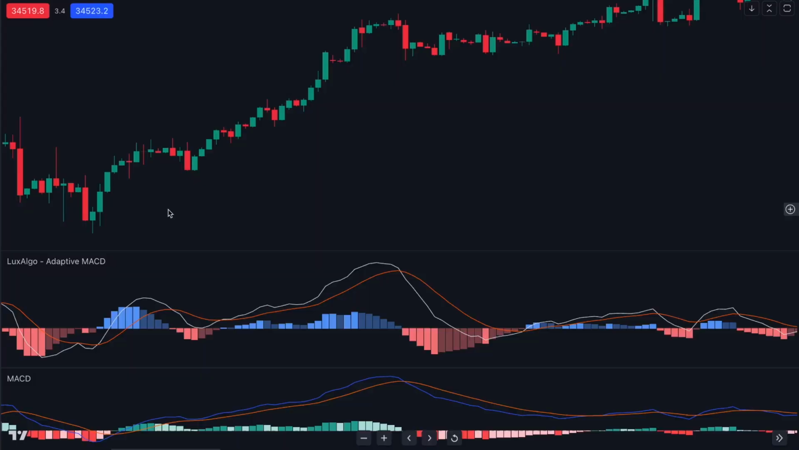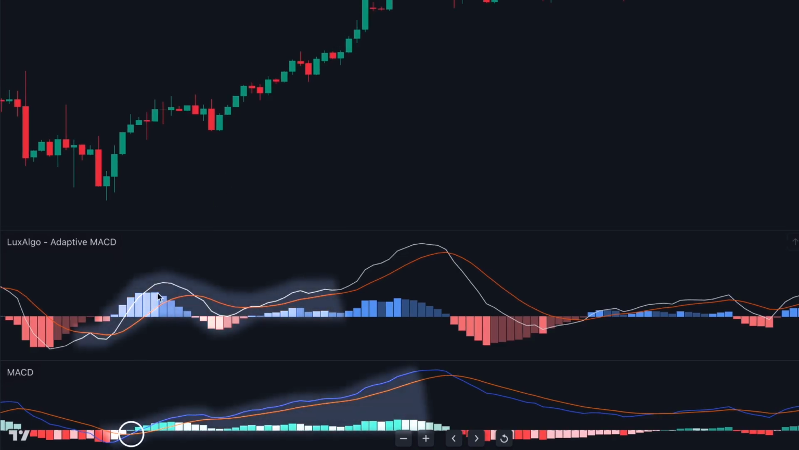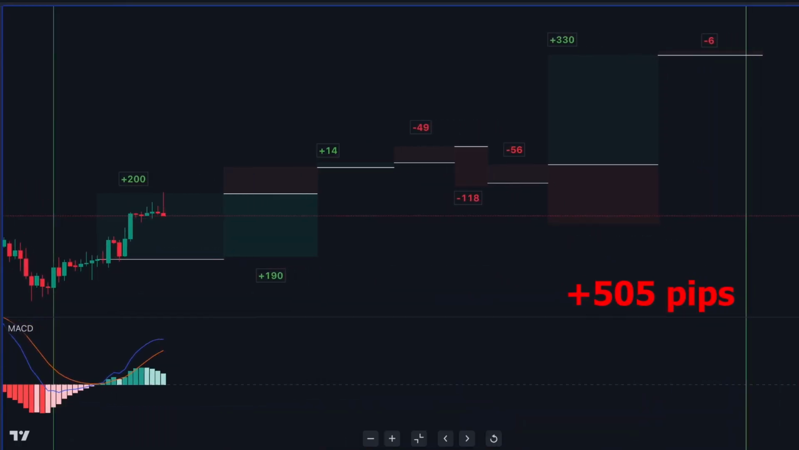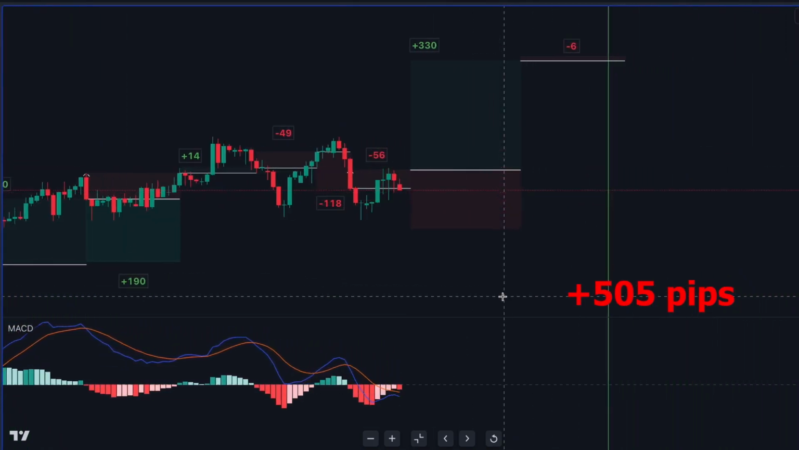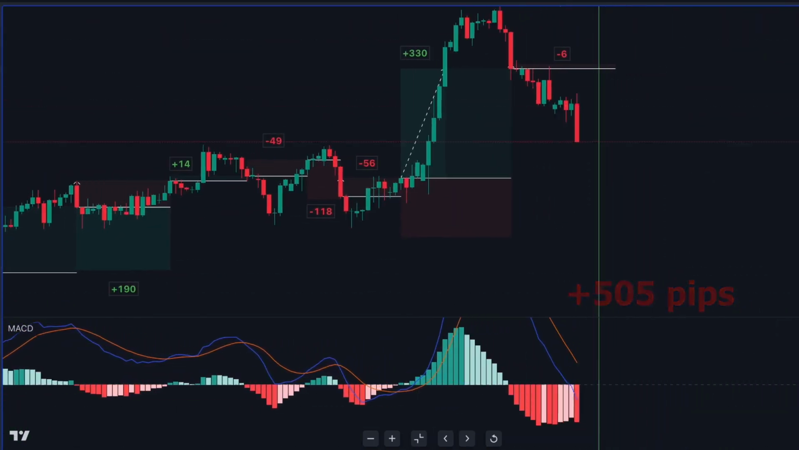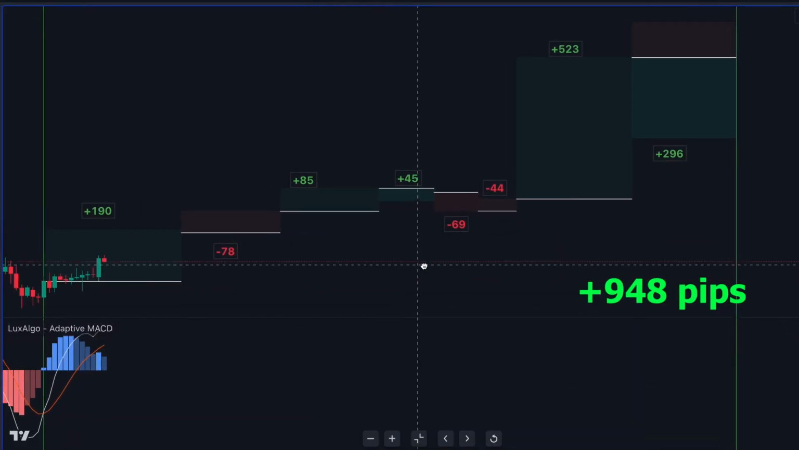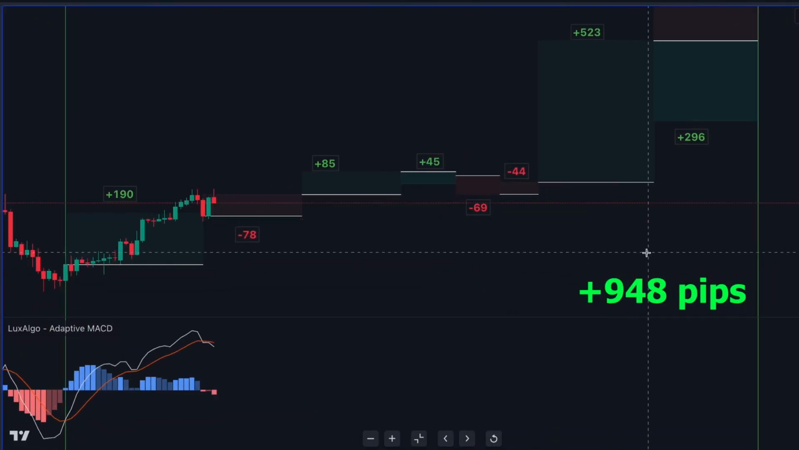No indicator is perfect, so there will be times where the traditional MACD might get a better entry, but overall in the long run the adaptive MACD performs far better. If we just go to a random chart and compare the raw signals from the adaptive MACD to the traditional MACD, we can see that the adaptive MACD would have net a larger return than the traditional MACD.